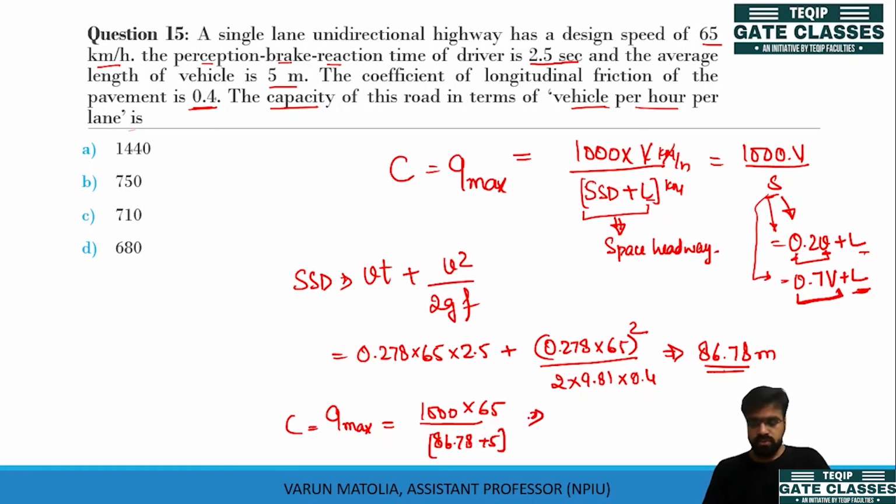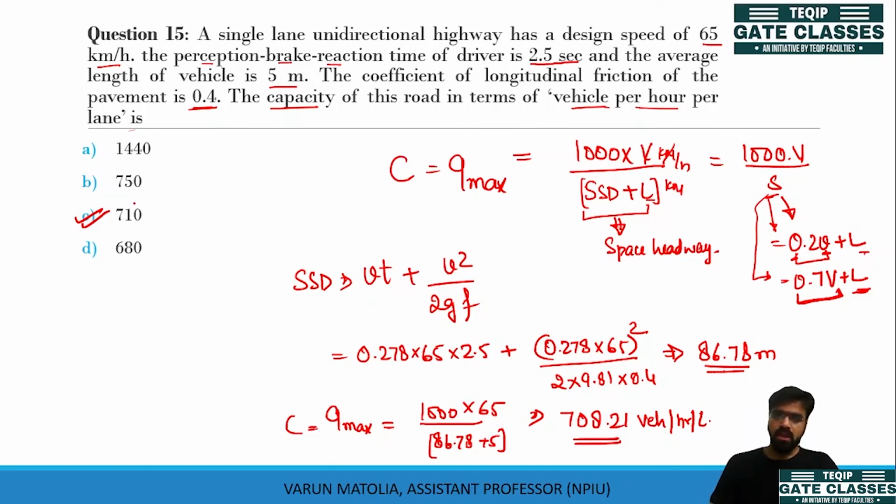This is equals to, the answer is coming out to be 708.21 vehicle per hour per lane. The nearest answer for this question is this. So this is one value, or one process to calculate the capacity.